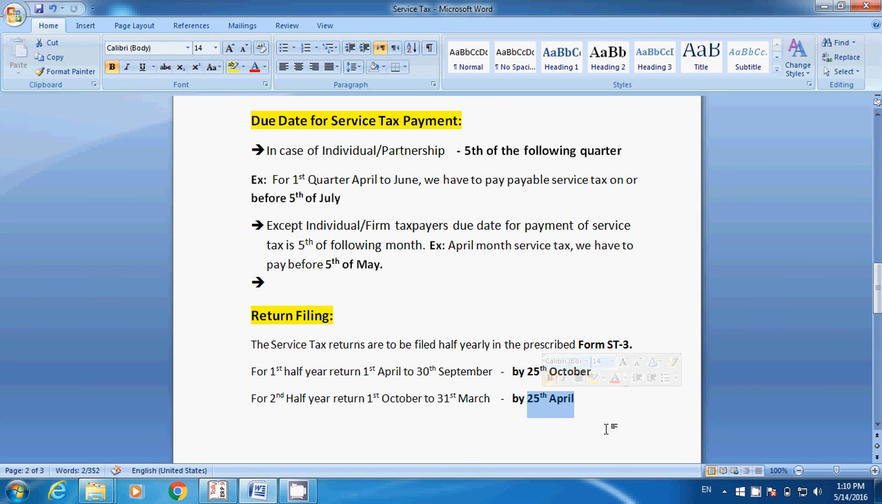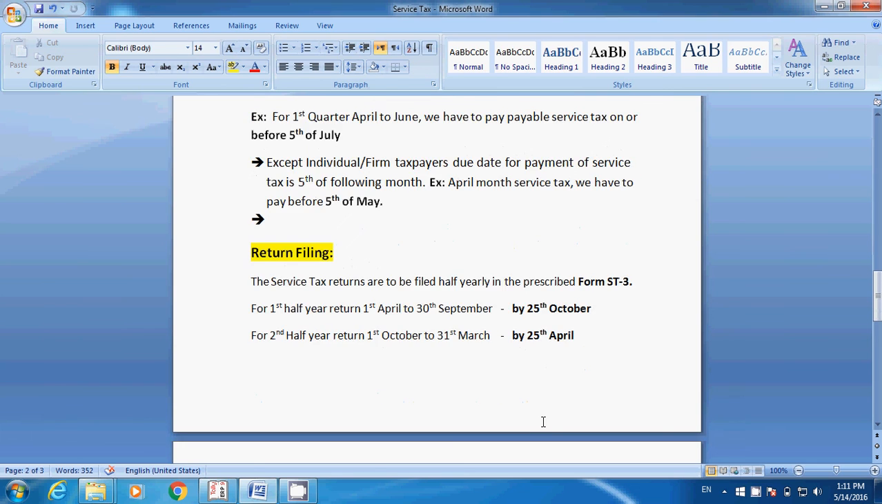ST3 will be filed based on the paid service tax challans. In case of companies, every month we have to pay service tax, so we need all the challans. In case of individuals and firms, we need the quarter-wise challans. Based on that and the service received during the particular period, we will consider all this and file the ST3.